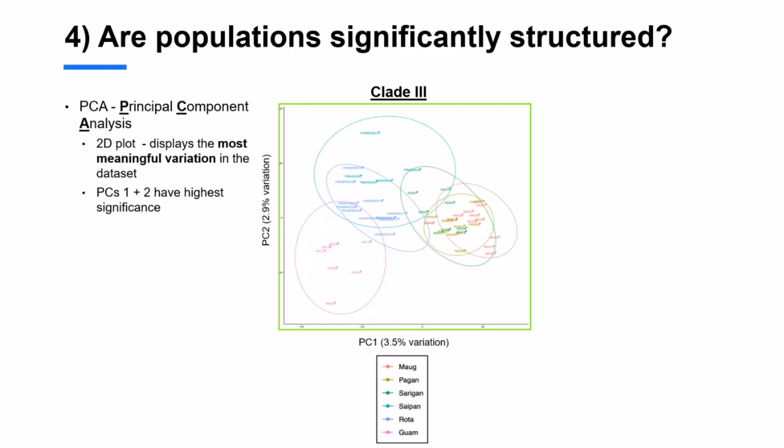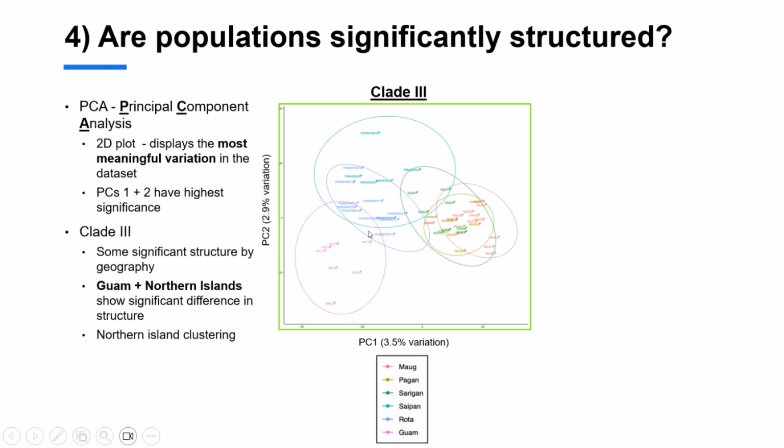So the ellipses that you're looking at also represent islands, and they represent 95% confidence intervals around that genotypic variation. So a couple of results. Clade 3 does indeed show some significant structure according to geography. Guam, as an example, is incredibly structured from these three populations on the right, which represent the northernmost islands of Sarigan, Pagan, and Mog. Additionally, a northern island clustering pattern is beginning to emerge here, where these northernmost islands are incredibly overlapped, so a very low degree of structure in the north.